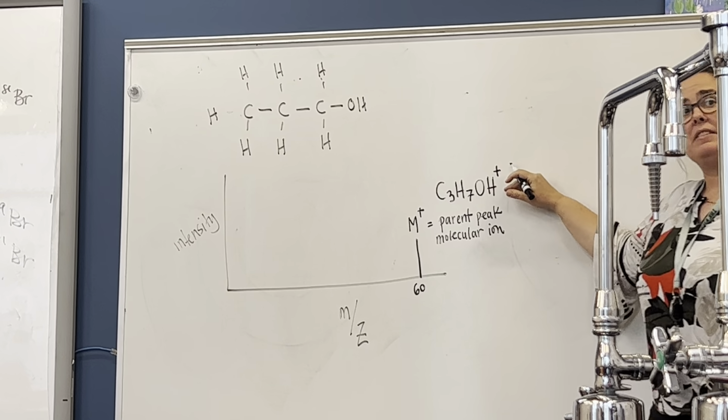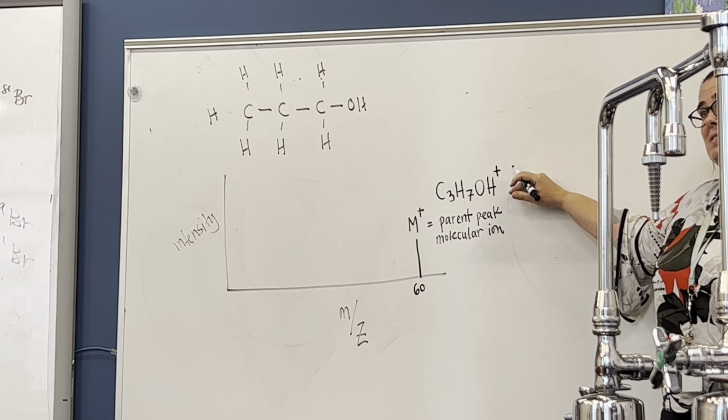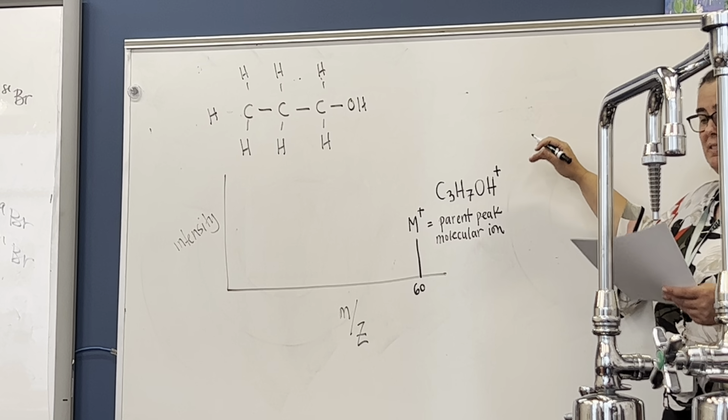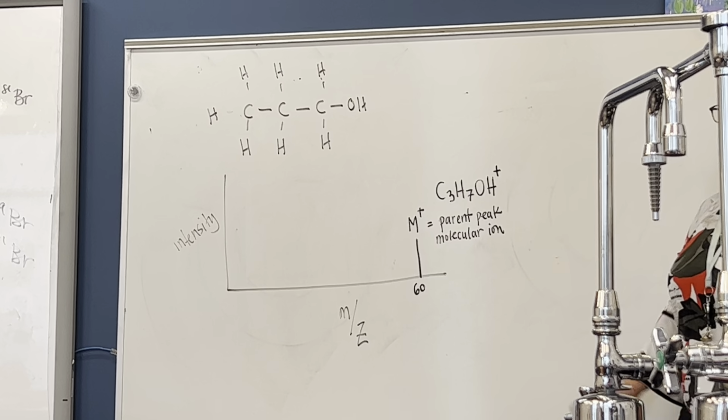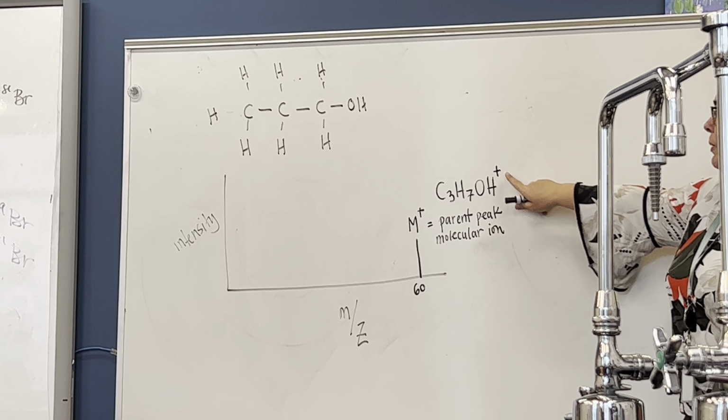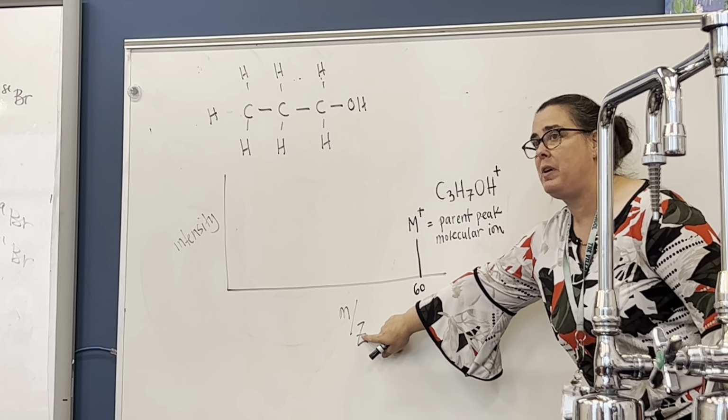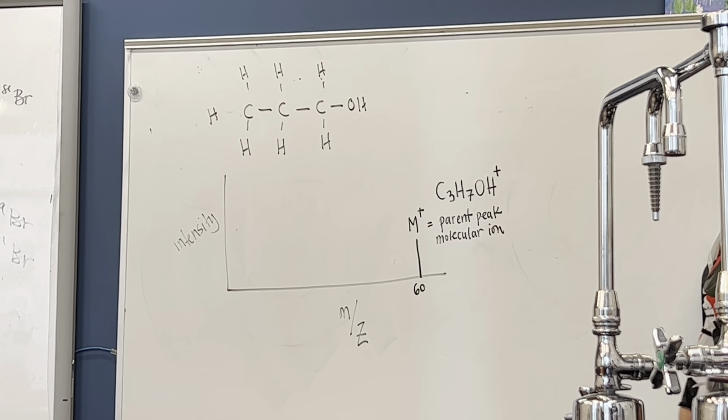If you do not write the positive charge, you do not get the mark. So I will be ruthless, they will be ruthless, but we will practice this. The only way you can see this is if the charge is 1. Remember, this is the mass to charge ratio. So very often, the peak that is farthest to the right is the parent peak.